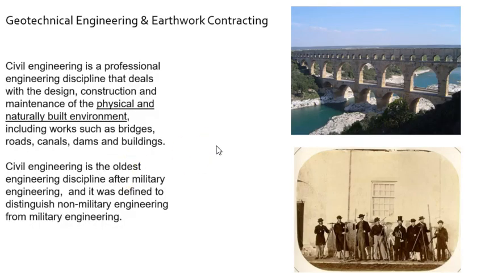Okay, so now just to speak a little bit more about the profession, what they do, are geotechnical engineers. It's a civil engineering profession. It falls under that big umbrella, and basically they're people dealing with the physical and naturally built environment. Interestingly, it's one of the oldest engineering disciplines after military engineering, and it was defined to distinguish it from military engineering.